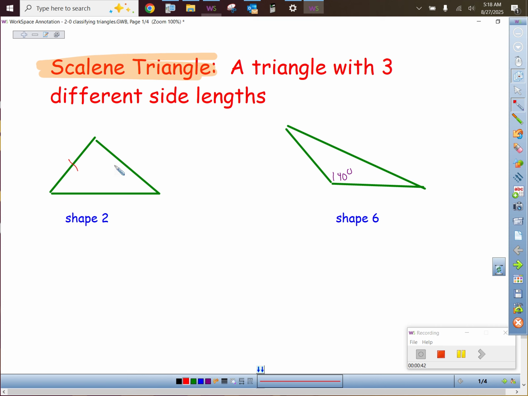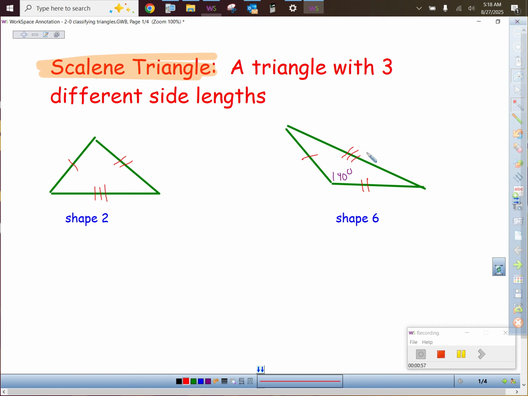And remember how we use tick marks? So since it's got 3 different side lengths, we're going to have a set of single tick marks, double tick marks, and triple tick marks. And then over here, we do the same thing in this situation. We could have a single tick mark, a double tick mark, and a triple tick mark. It doesn't matter which one of the sides gets what tick marks. They just all 3 have to be different.